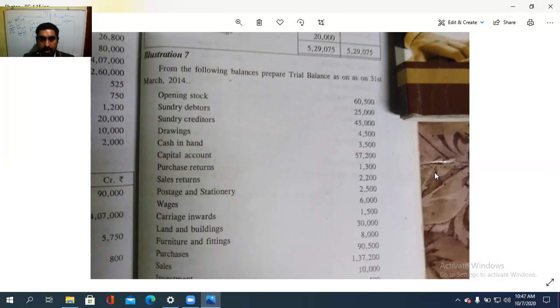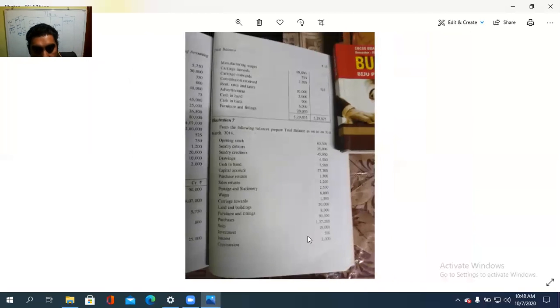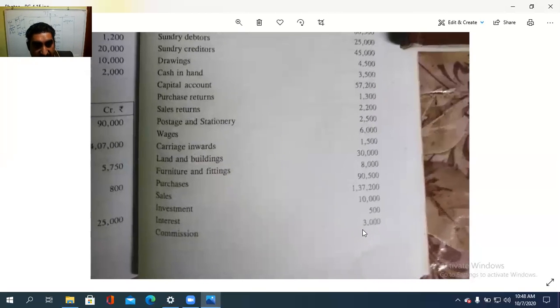Carriage inwards, what is that? Debit. Expense item. Land and building, asset, so debit. Furniture and fittings, debit. Purchases, debit. Sales, credit. Then what is the next? Investment, it is an asset item, so it is debited. Commission, commission means it is paid, otherwise it is received.